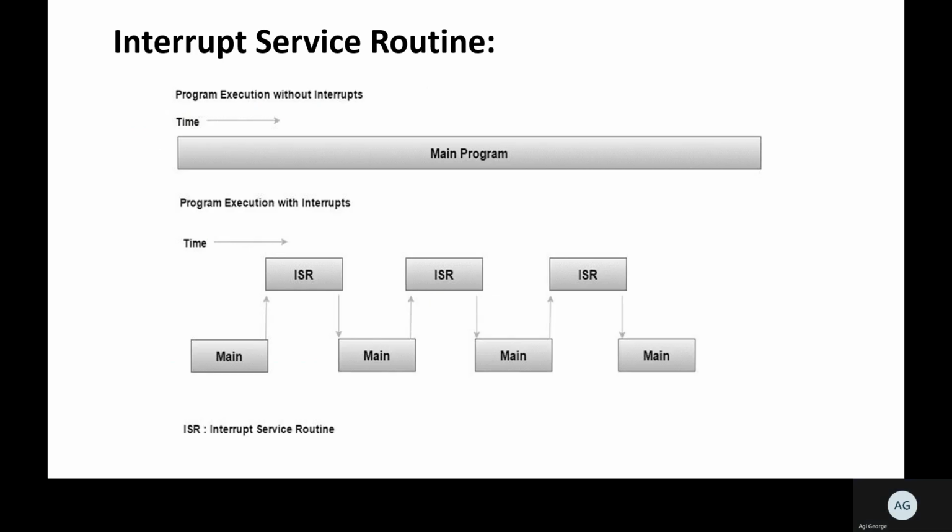Now this is a pictorial representation of how an ISR can work. You can see the main program is running, and you get an interrupt in time. What happens? It goes to execute the interrupt if it is a high priority. Likewise, at different times when you get an interrupt, the main program is halted and the interrupt is executed.